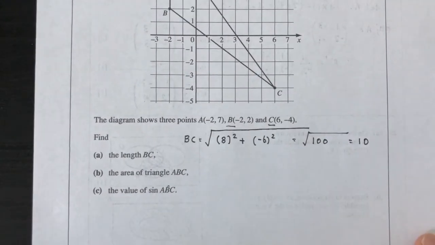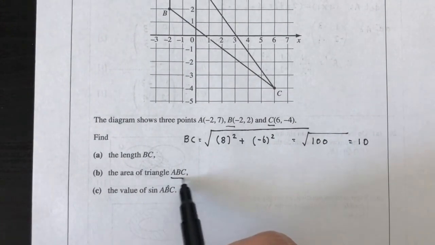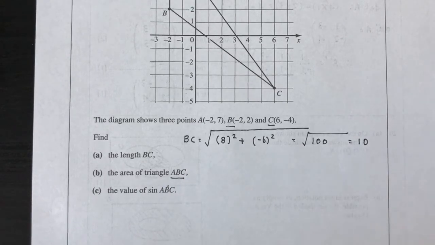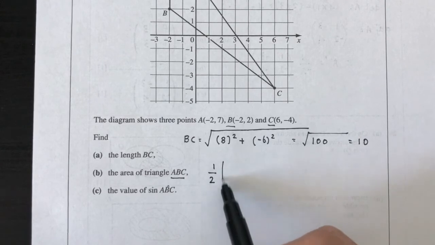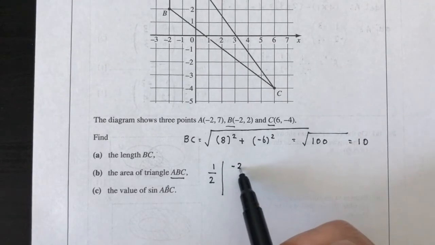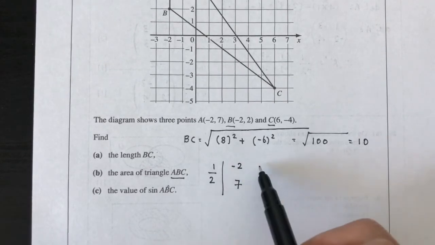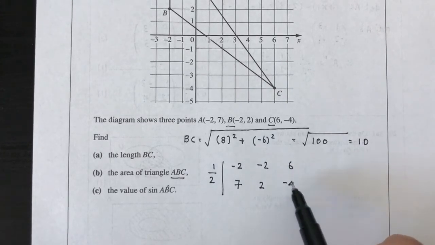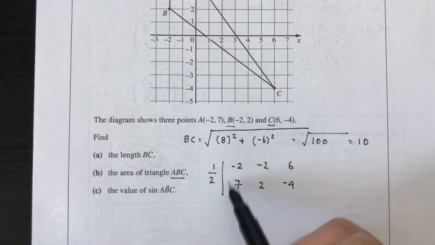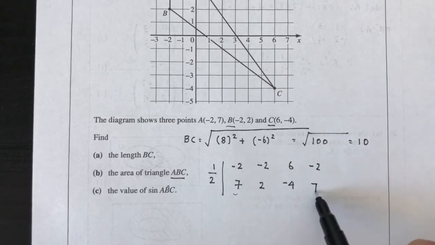Now for part B, we have to find the area of triangle ABC. You can find this by using the formula for arrays. That will be half modulus. A is minus 2, 7. B is minus 2, 2. C is 6, minus 4. And we have to finish with the same point that we started with. So finish with minus 2, 7.